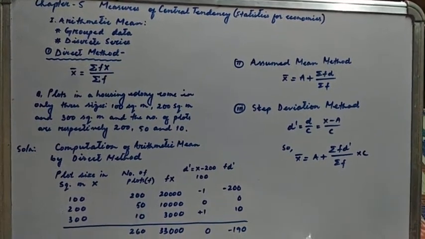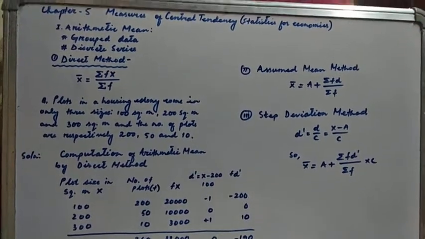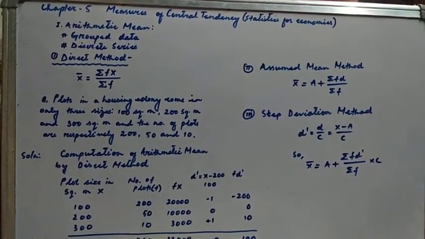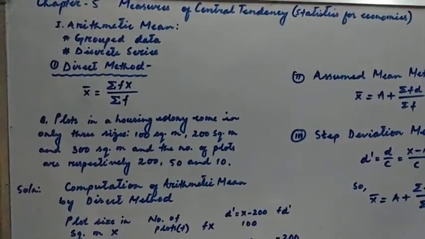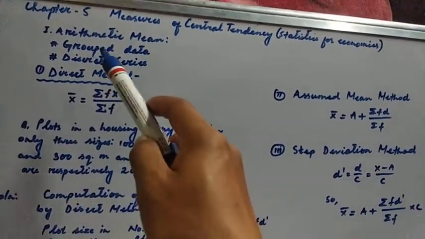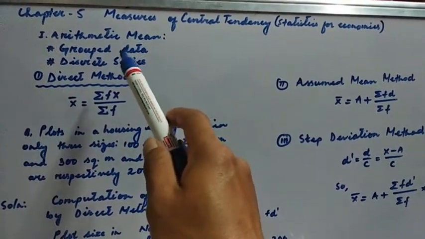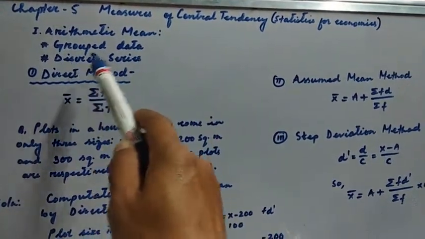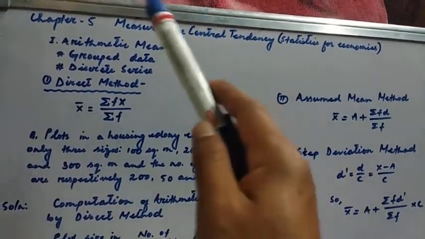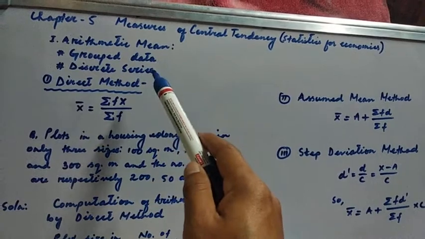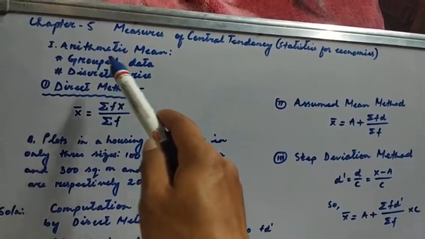So yesterday we discussed arithmetic mean for ungrouped data. Today's class we will discuss arithmetic mean for grouped data. Under grouped data, there are again two types, that is discrete series and continuous series. Under the discrete series, there are basically three methods that we use for calculation of arithmetic mean.